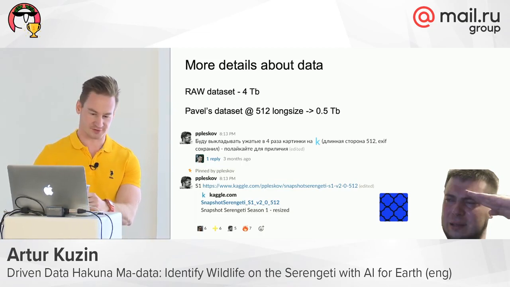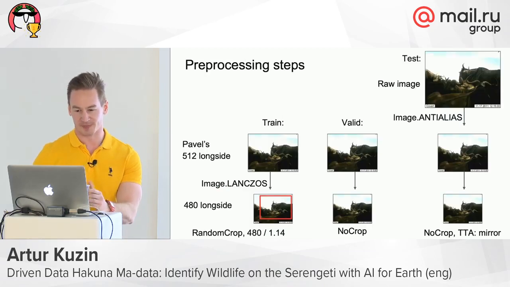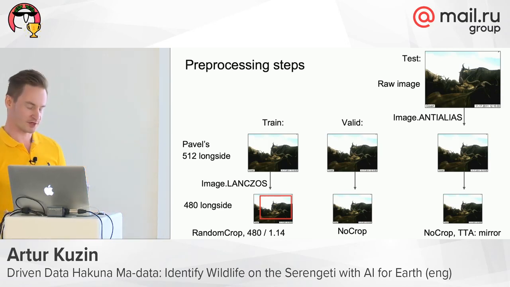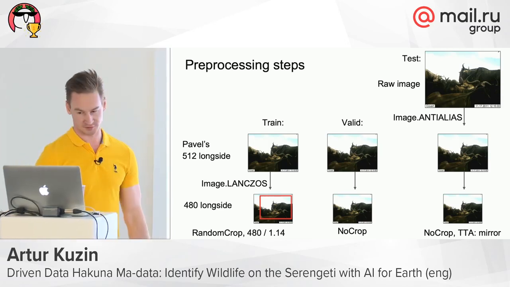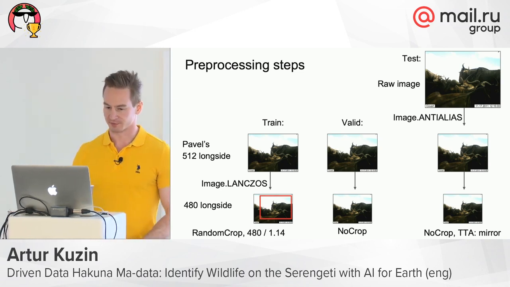Pavel was, after this, I believe, a dataset expert on Kaggle, but then he was banned, and it's a very sad story. So the only thing that I changed, and it was very important, in particular in this competition, was the preprocessing step.